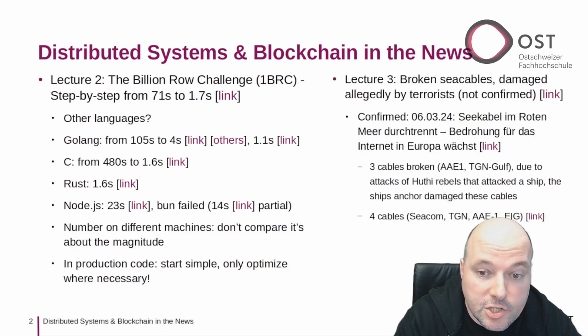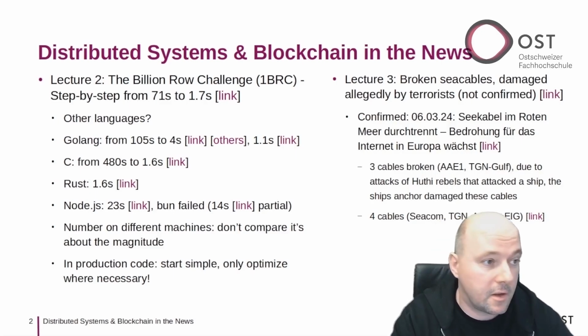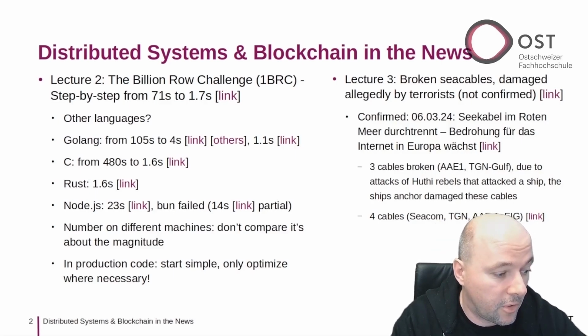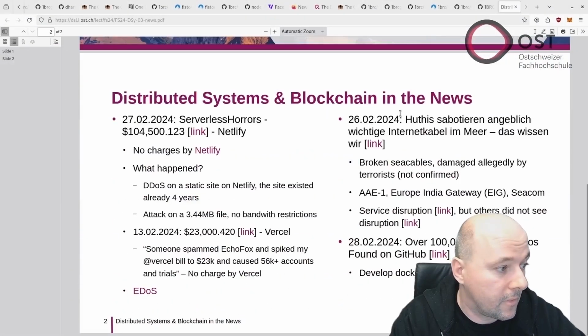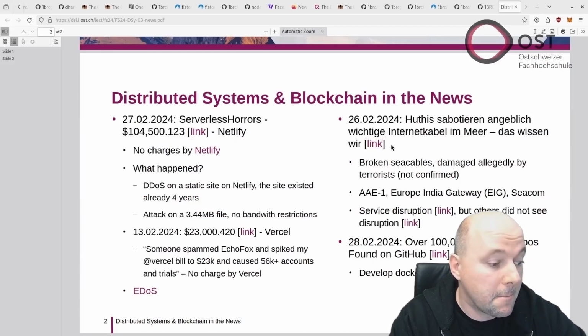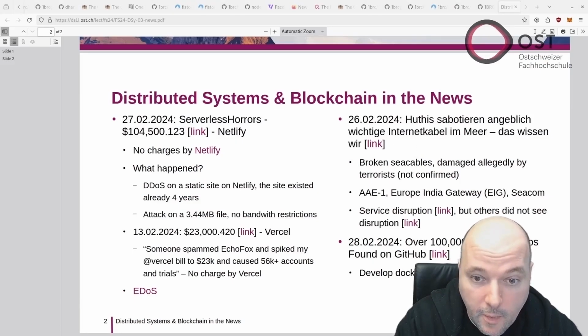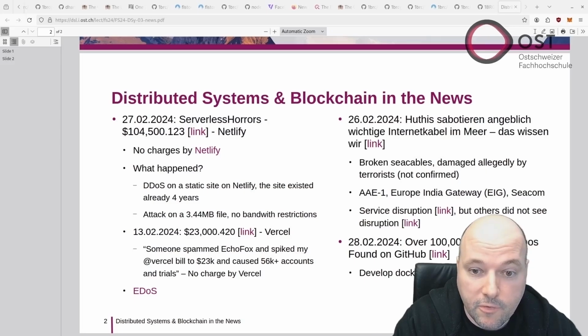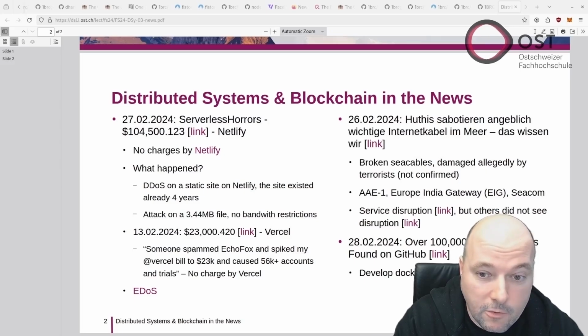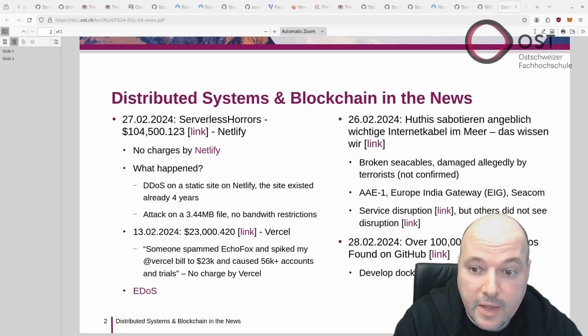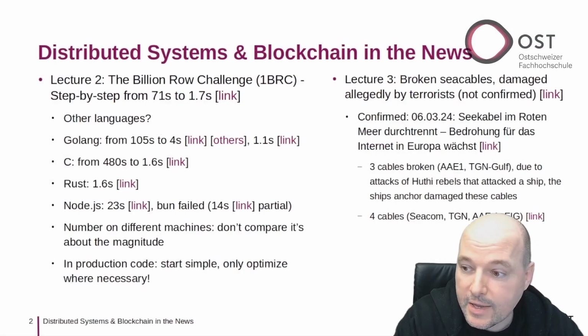Then in lecture 3, I reported about broken C cables. It's the following slide here where I mentioned that C cables might be broken, but I also reported that Cloudflare Radar did not report outages. And it turns out actually there are broken C cables.